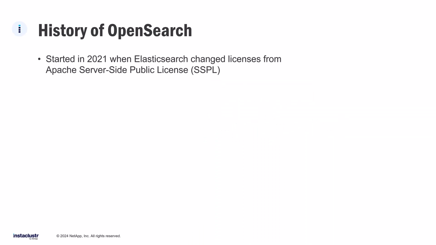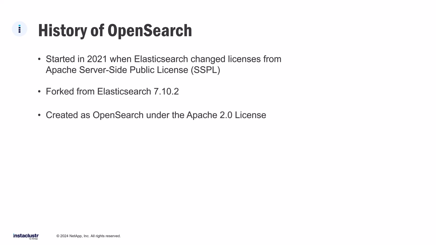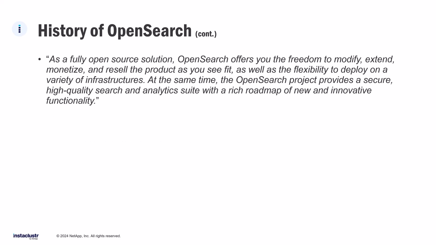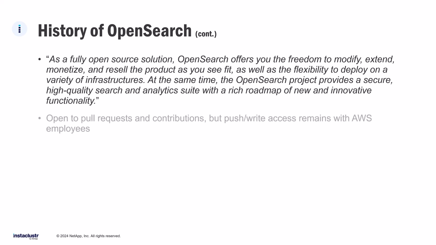The OpenSearch project started in 2021 when Elasticsearch changed licenses from Apache 2.0 to the server-side public license. The AWS team forked Elasticsearch 7.10.2 and created OpenSearch under the Apache 2.0 license. As of this recording, OpenSearch is compatible with most versions of Elasticsearch. While currently only AWS employees hold write access to the OpenSearch code repository, they encourage and accept pull requests from anyone. As of this recording, the latest version of OpenSearch is 2.15.0, released in June 2024.